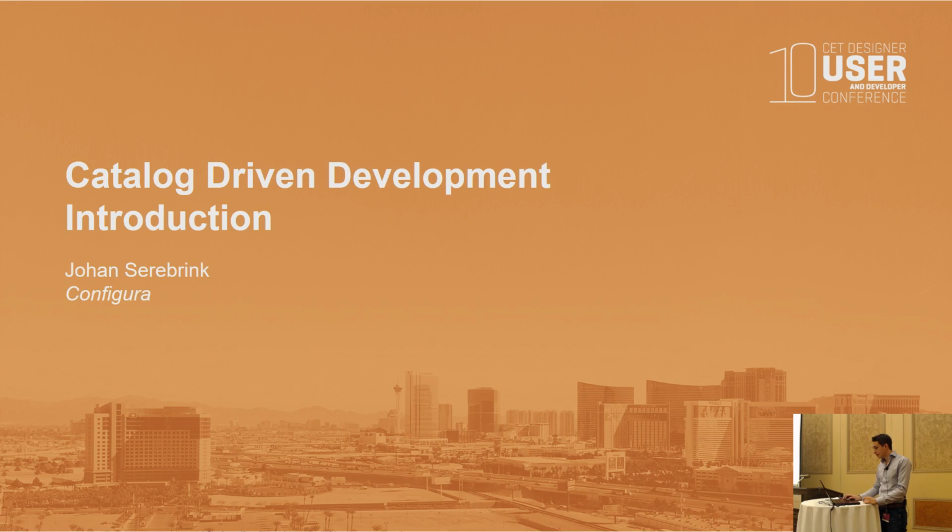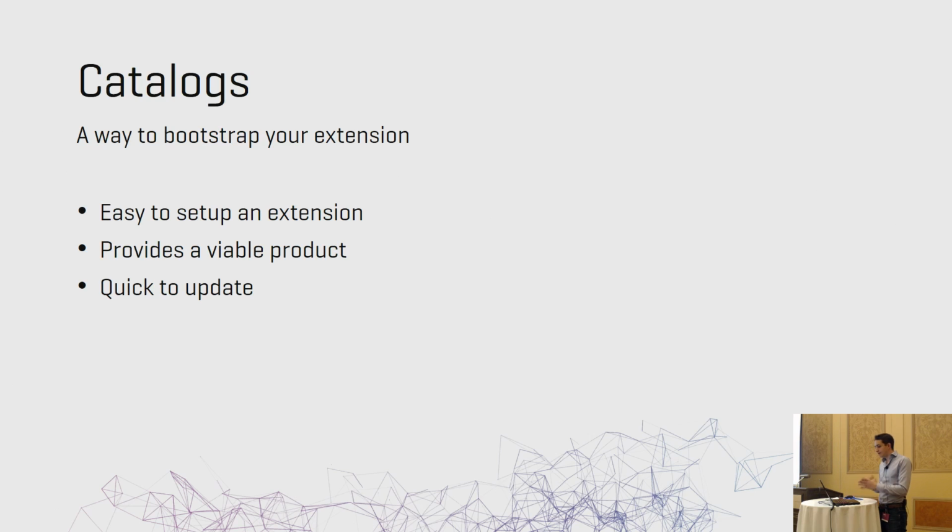So, let's get started. I'm not going to be talking about how to set up catalog. I see that as a separate topic, and we've had a few sessions on that earlier today. So in this presentation, we assert that we already have a catalog. It has products, and we want to modify the behavior to suit the extension we want to create.